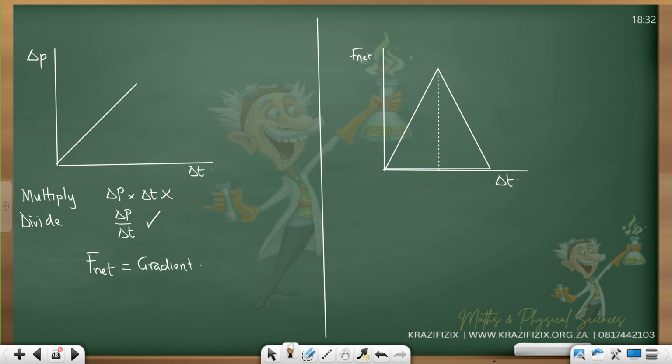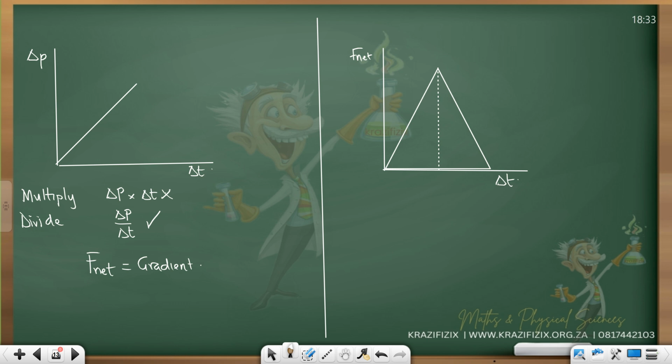So if the examiner asks you to calculate F net, what do you look for? Gradient. Gradient. Did it make sense? That's how we use graphs. This is how we use graphs.